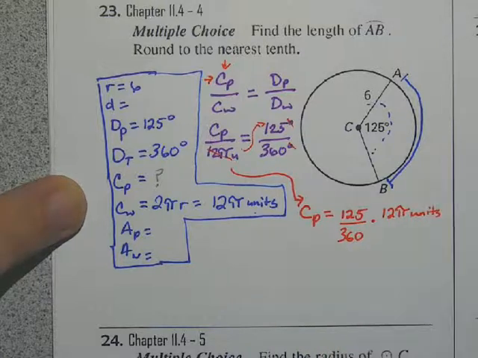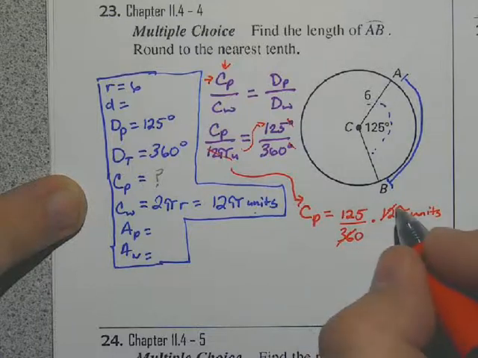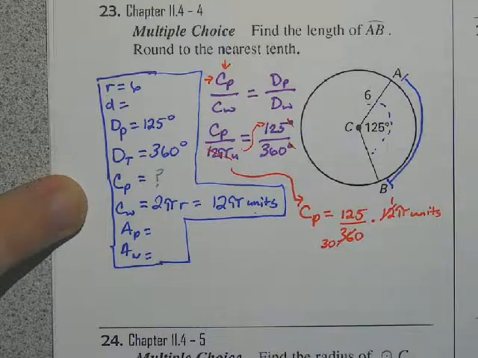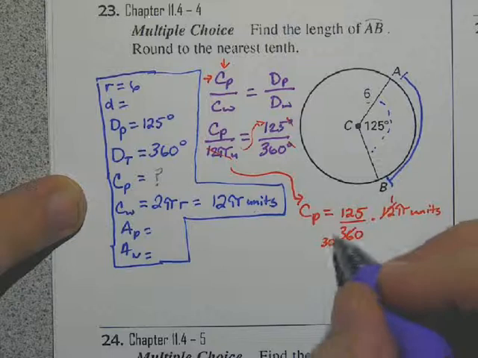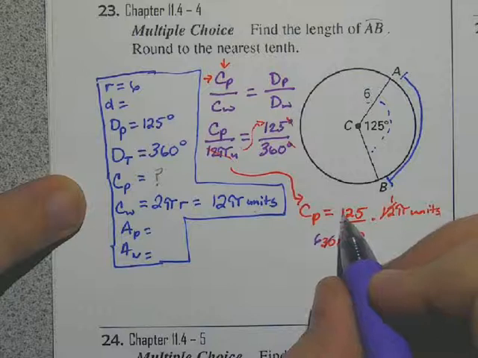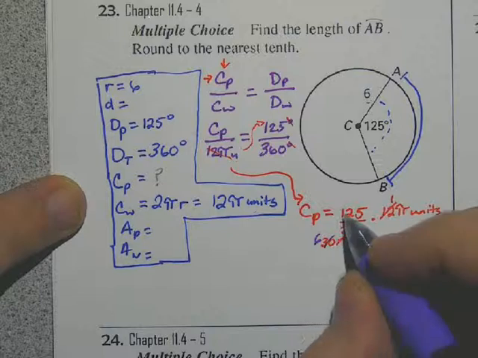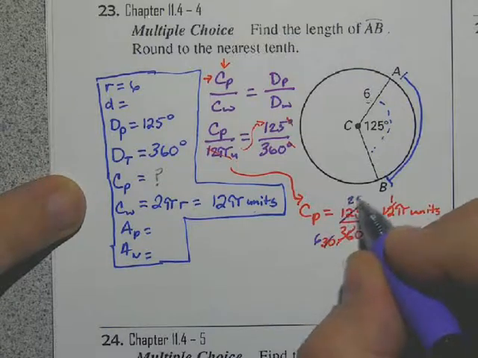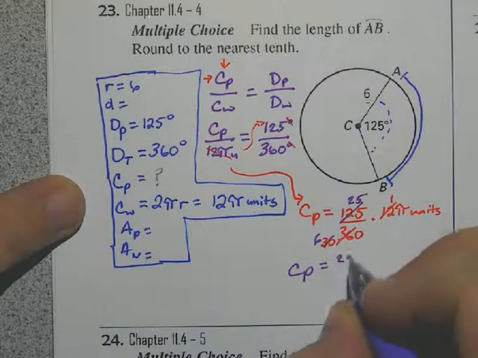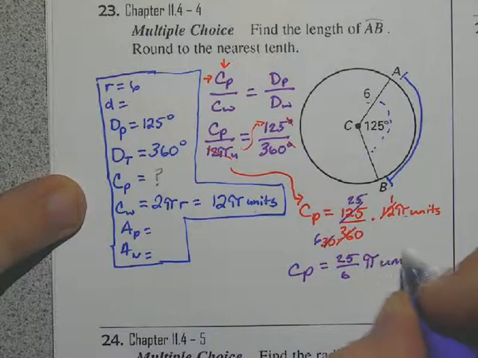And I'm going to cancel the 12 into the 36, and that's going to leave me 1 here and 30 on bottom. Now, I also notice, hey, 5 goes into 30, and that's 6 times. 5 goes into 125. Well, 5 goes into 100 20 times, 5 goes into 24 times, and then 1 more. So it's 20 plus 4 plus 1, which is 25. So the partial circumference is equal to 25 divided by 6, and I still have the pi and the units out here, so that's pi units.